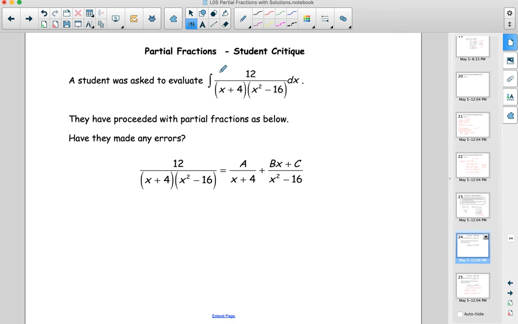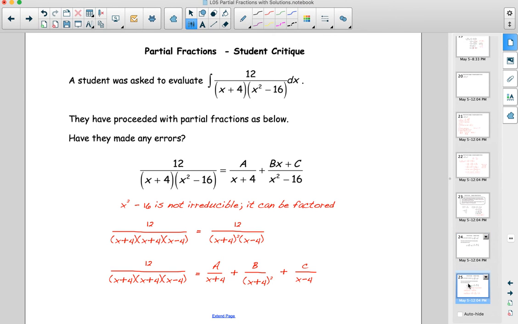All right, one last question. So a student was asked to evaluate this. They took a look. They said they can use partial fractions on this because the denominator is polynomial. And as far as partial fractions go, they split it up this way. Last thing you're going to think about in this lesson is, have they made any errors? And this is our last time to ponder for today.